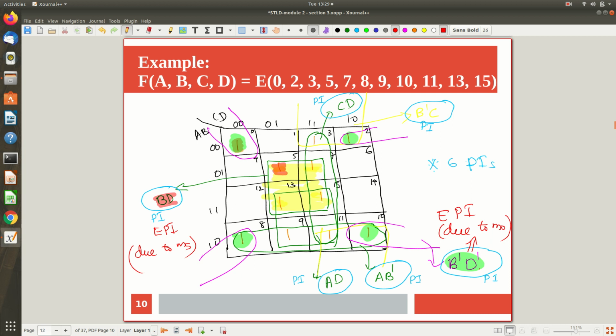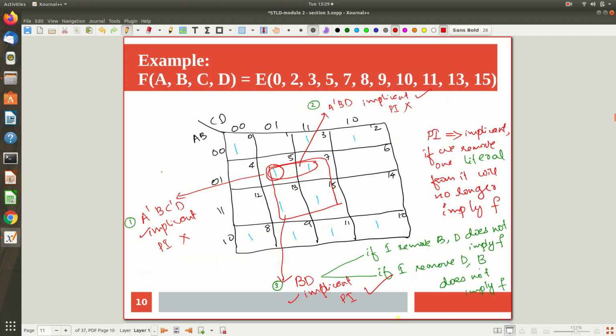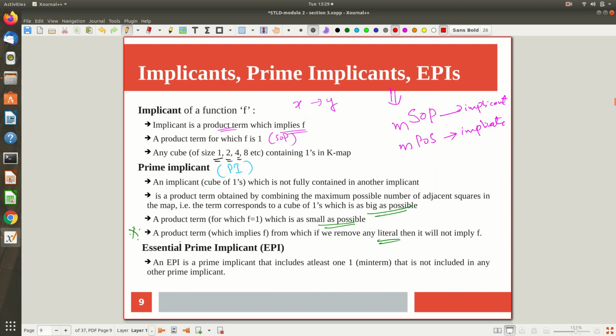Now, what is the conclusion? The essential prime implicant is exclusively containing a one that is not covered by other prime implicants. So definitely this should be there in the minimized expression because it is already a prime implicant, meaning it is the largest grouping, and also it contains some min term that is not covered by others. So definitely it should be there in the final reduced expression. Okay, so that is the last point. An essential prime implicant is a prime implicant that includes at least one min term that is not included by any other prime implicant. Okay, hope the definition is clear.